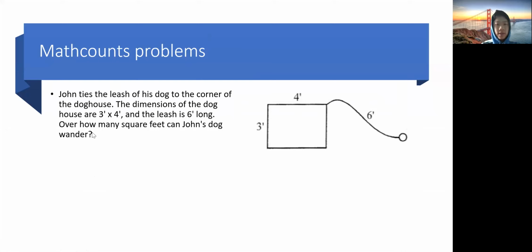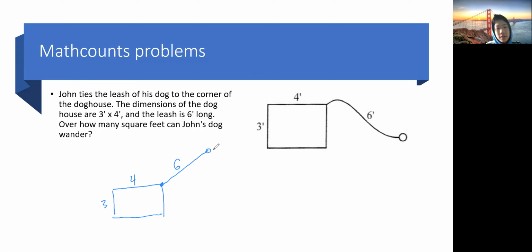Right, so for this one, let's draw out a better diagram, because this diagram doesn't give us that much space. Obviously, you guys are going to have to draw the diagram. 4, 3. We have 6 right here. So this dog has a leash of length 6.